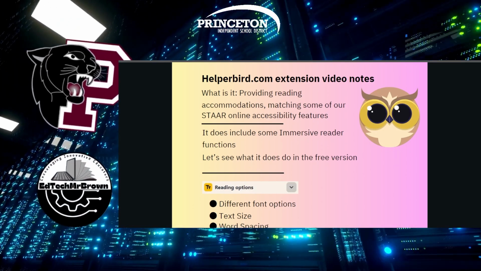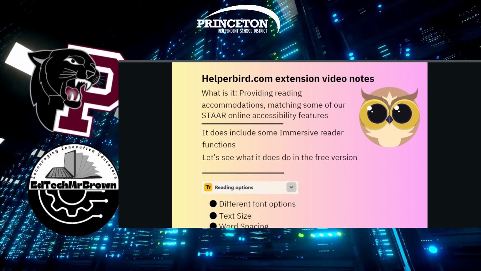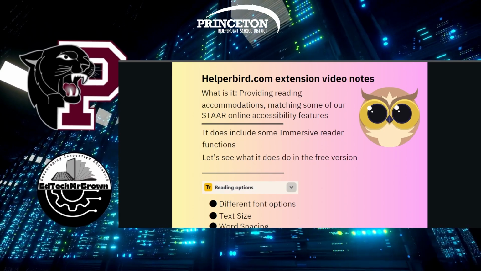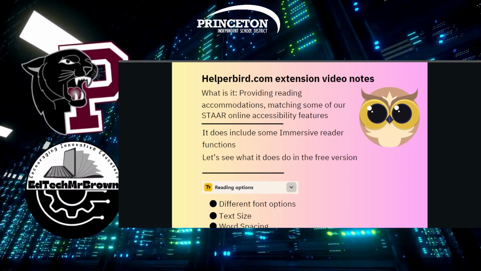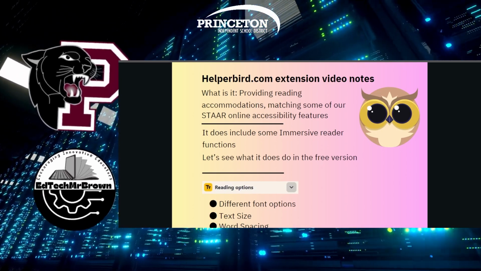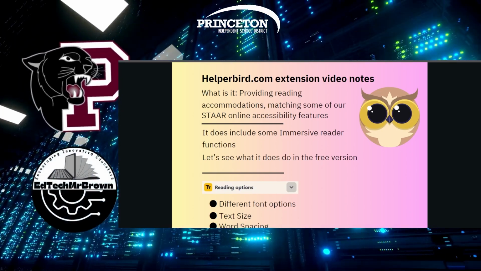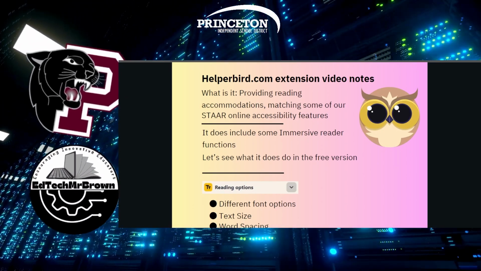It is called Helperbird.com. It is a Chrome extension that we're going to install in our browser, and it is going to give us all kinds of features to assist with reading. One thing I noticed right away is that it looked a lot like Immersive Reader, and that's because it is. It has a whole lot of Immersive Reader built into it. Let's dive into it here and see what features are available to us in the Helperbird.com extension.